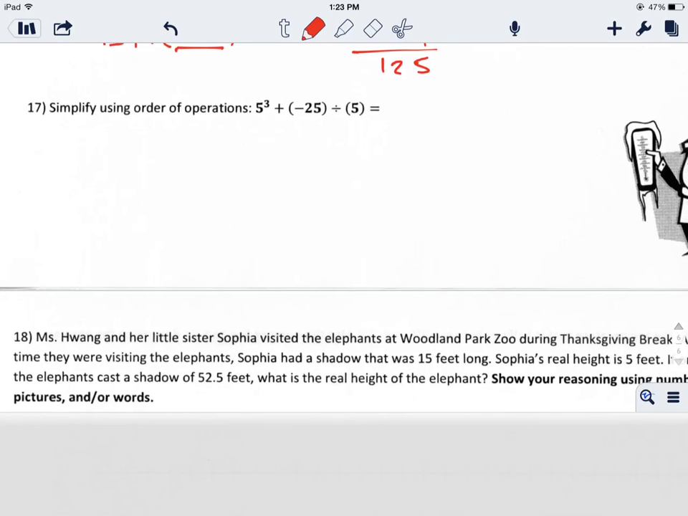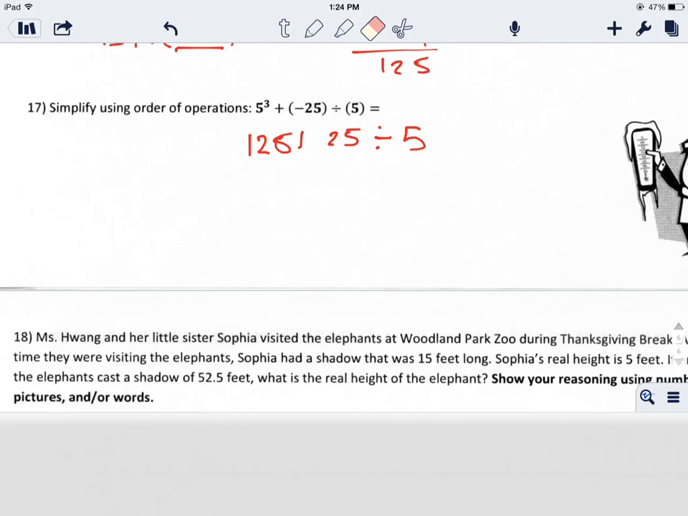The order of operations. 5 to the third power is 125 plus negative 25. That looks easy. I might be tempted to just call that 100, except then I would be doing addition before division. And don't let that trick you, right? A lot of people are going to see this and their mind is going to yell out 100. But remember, there's more to the problem here. We have to divide by 5. So don't get tricked into falling out of the order of operations.